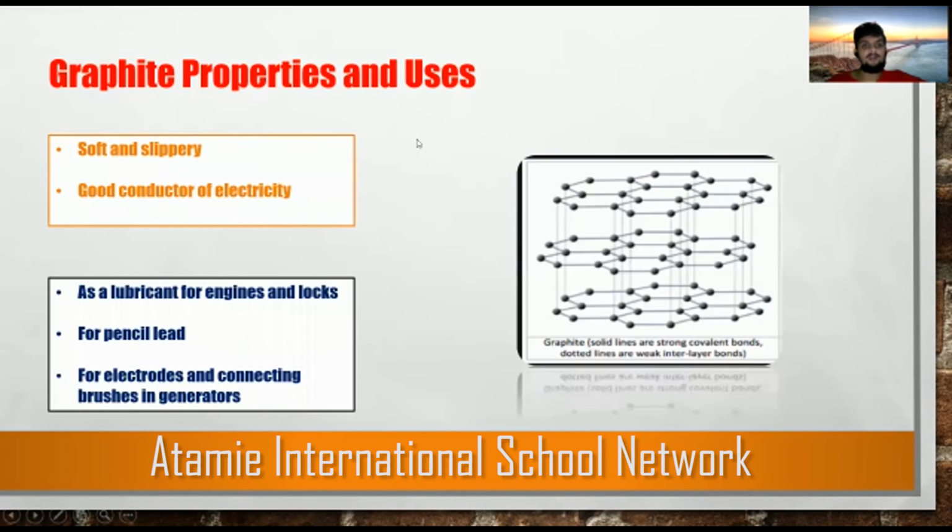Next is the last giant covalent structure, which is graphite. So this is graphite. You can see these are also all carbon atoms. Each carbon atom is covalently bonded to 3 other carbon atoms. So that means we have one unbonded electron. Therefore, it can move around and conduct electricity.